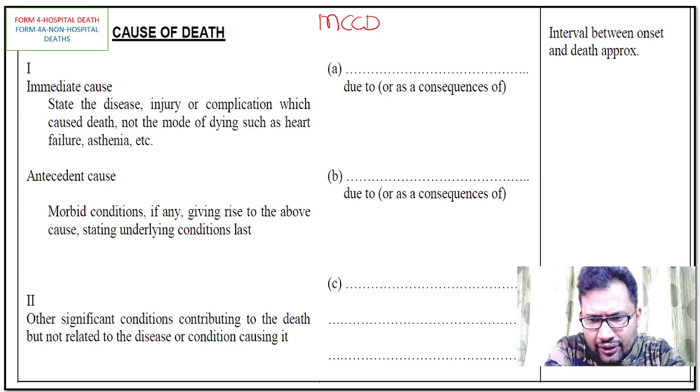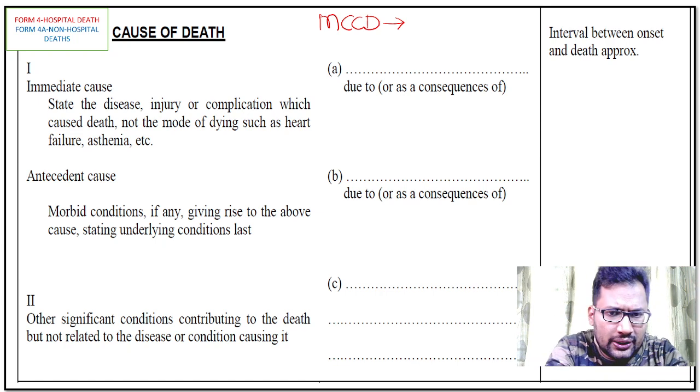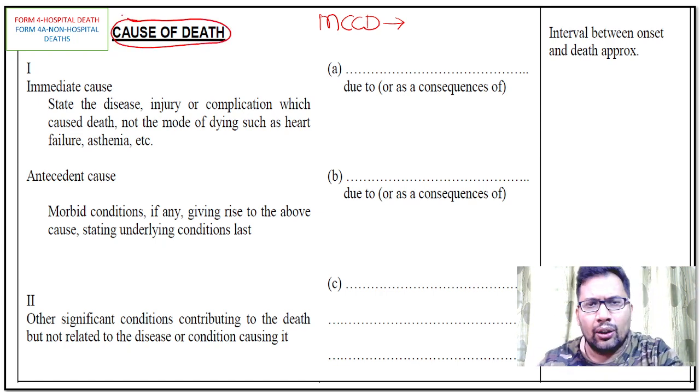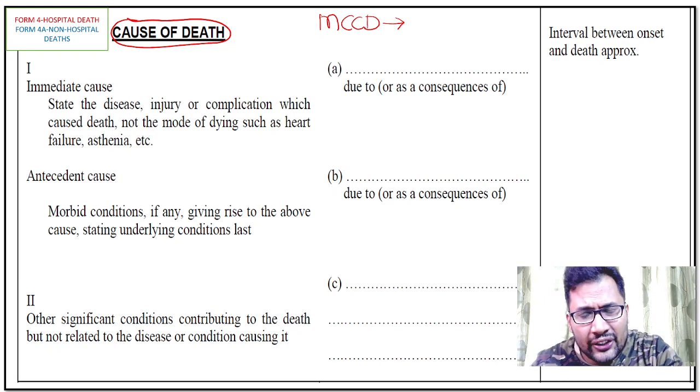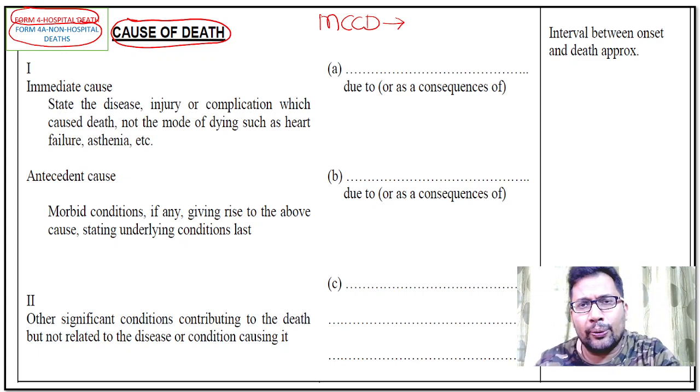MCCD means Medical Certificate of Cause of Death. So, cause of death. For hospital death, you must use Form 4. For non-hospital death, you must use Form 4A.